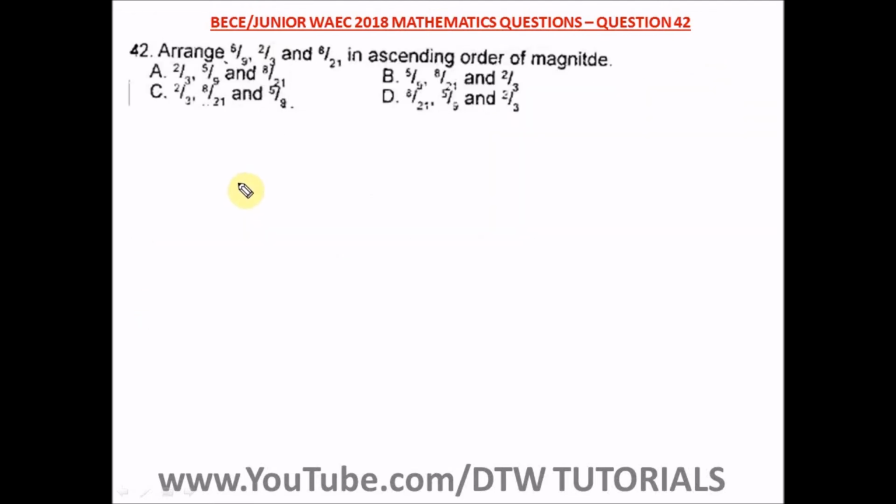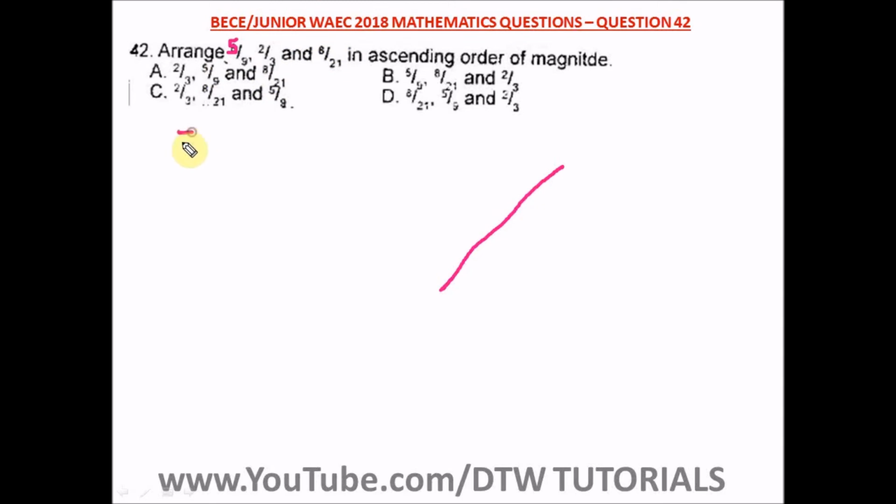Question 42 of the BECE Junior WAEC 2018 Mathematics Past Question. That's your OBJ question 42. It says arrange these fractions in ascending order of magnitude. Ascending means from the lowest to the highest. So let's find out which number is greater than which.